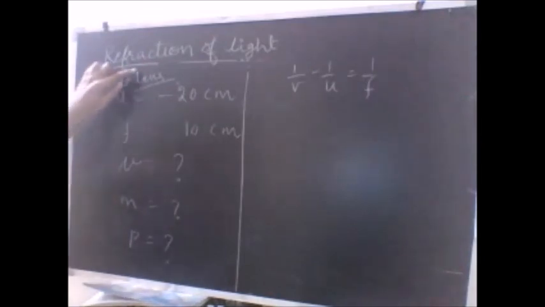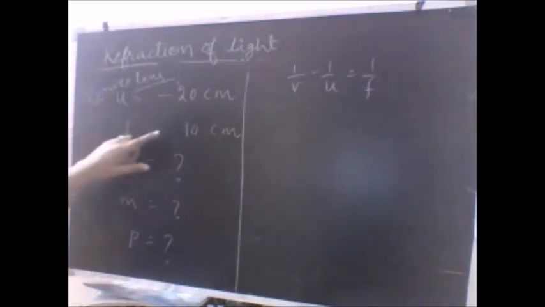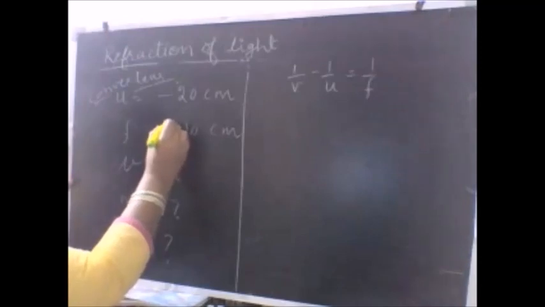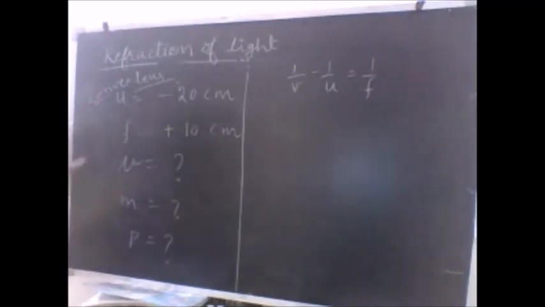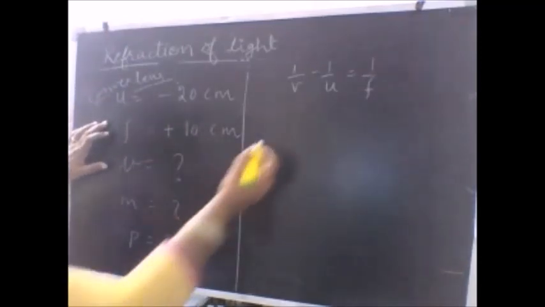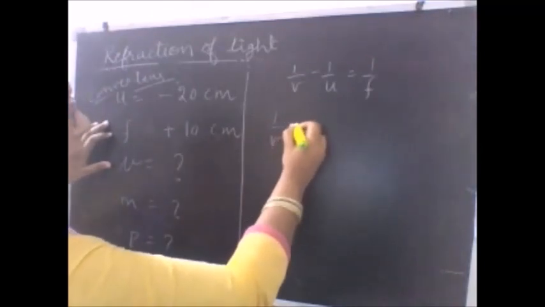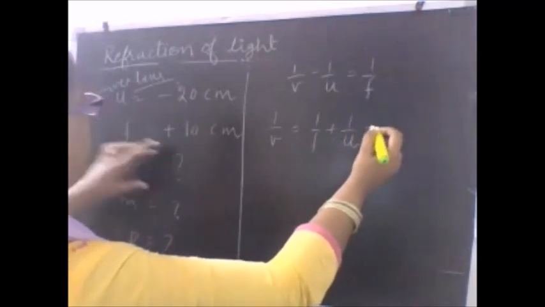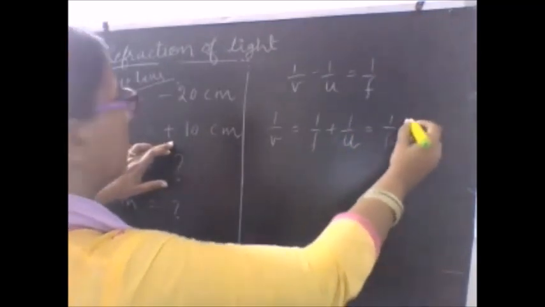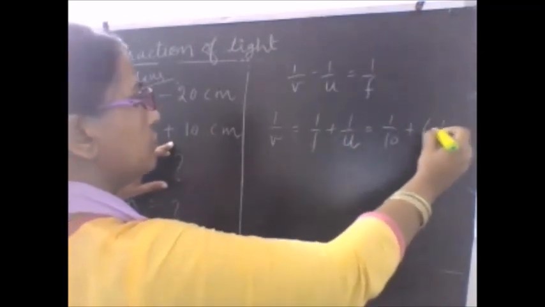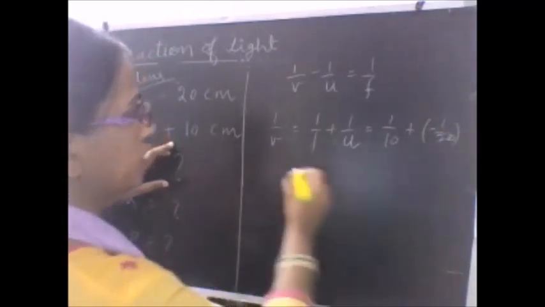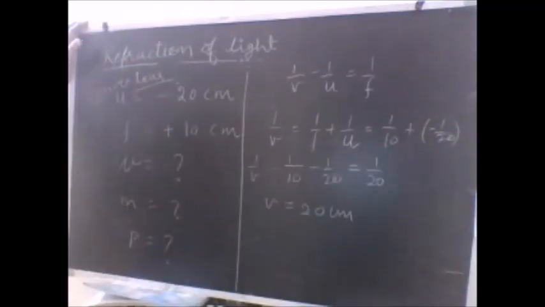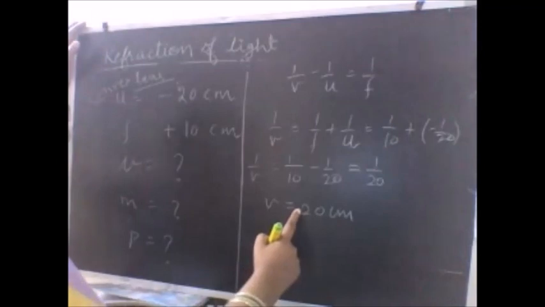And convex lens is a converging lens. Focal length positive or negative? Focal length of course is positive. Let us resolve the issue. So put the values. 1 by V is equal to 1 by F plus 1 by U. So it comes out to be 1 by 10 plus 1 by minus 20. Solve it and further you will get V value to be 20 centimeter, and the sign here is positive.